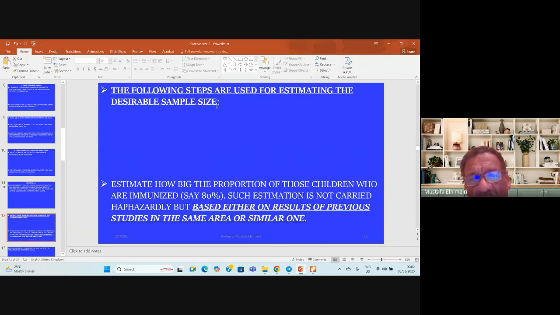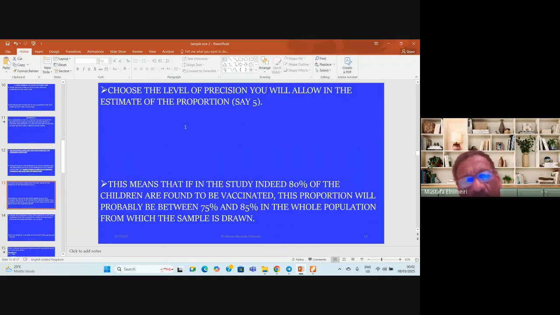And the following steps are used for estimating the desirable sample size. First, estimate how big the proportion of those children who are immunized is, for example, 80%. Such an estimation is not made haphazardly, but based on results of previous studies in the same or a similar area. And then we choose the level of precision you will allow in the estimate of the proportion, for example, 5.